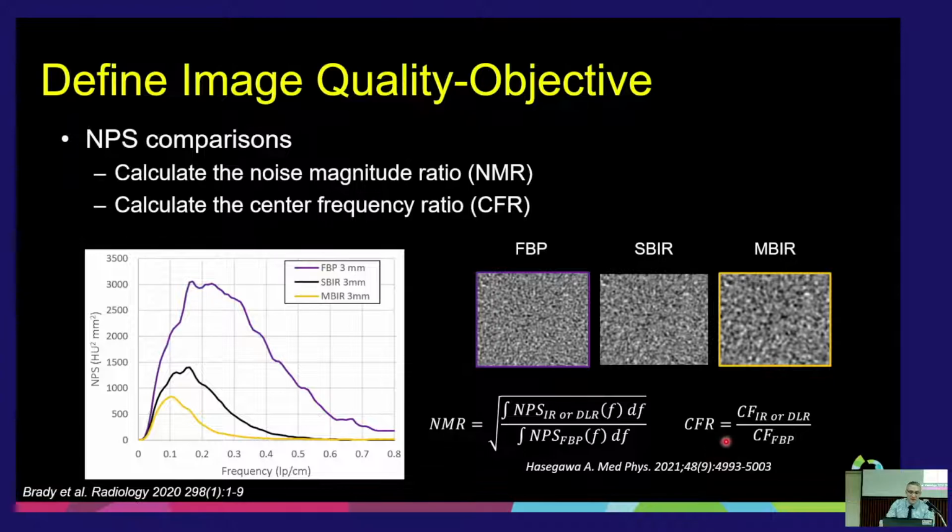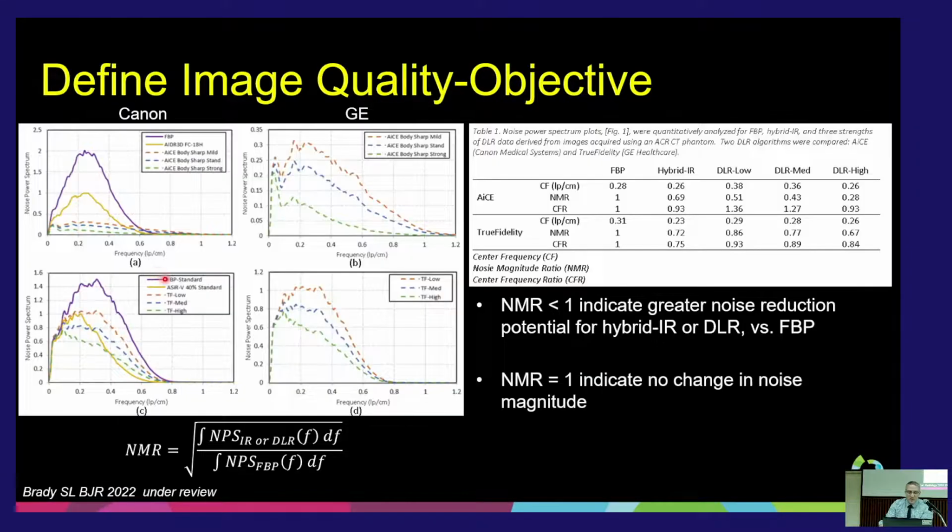And then the CFR takes the center frequency. So like I said, it kind of finds that center point on this curve. And so we're going to take the center point of the iterative reconstruction, and we're going to divide it by the center point of the filter back projection. So it's very simple. It's actually really simple math. But what does it tell us?